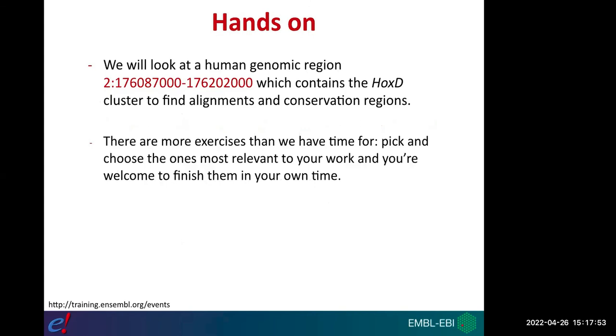So what we want to do in this demo is have a look at the human genomic region that contains the HOXD cluster of genes. It's a region on chromosome 2 that contains a number of genes that are involved in embryonic development and limb formation. So they're very, very important genes that are highly conserved across a number of mammals. So we're going to look at the genomic region that contains this HOXD cluster, and we're going to see how we can look at the alignments across species.